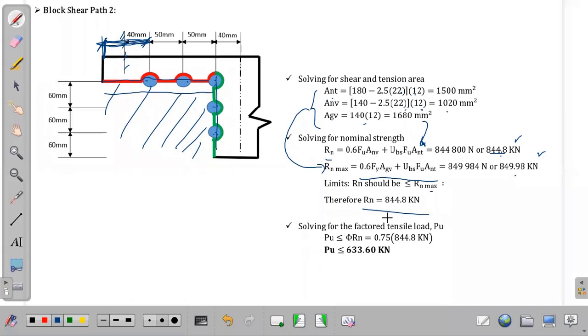Okay? Kaya ganyan yung value natin. So solving for the factor tensile load, you just have to substitute Rn in this equation. Makukuha natin Pu is 633.60 kilonewton. Okay? So that is the factor tensile load considering this type of path, black shear path.